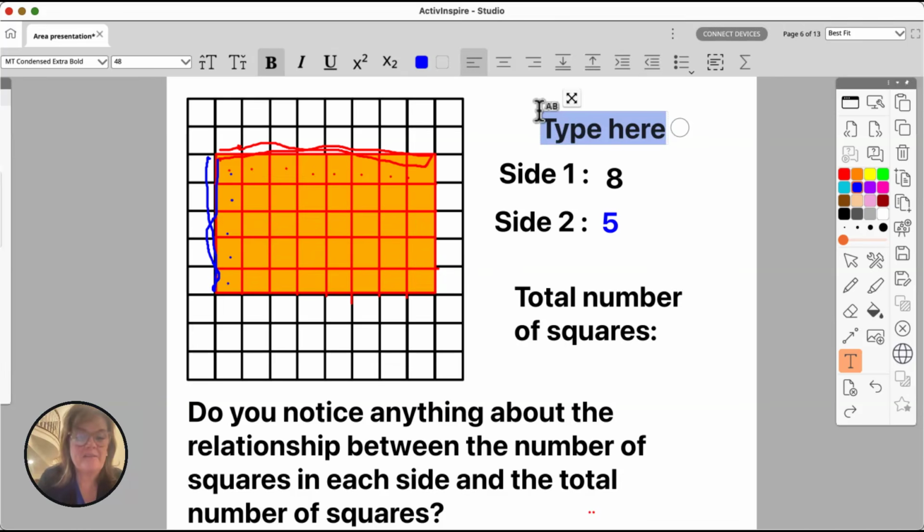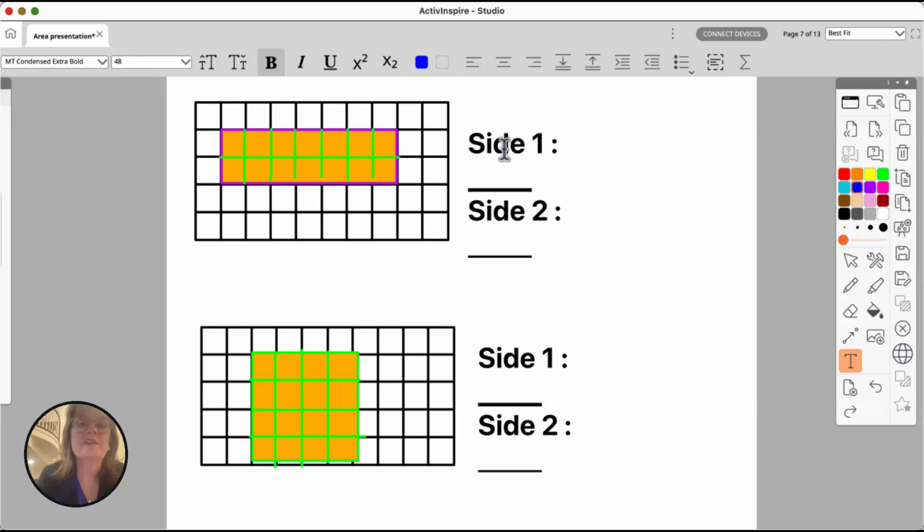So we could say 5 rows of 8 equals 40, right? Okay. Let's look at this one. How much is side 2? We were going to count and put in how much is side 2, side 1 here of our first rectangle. Let's count. 1, 2, 3, 4, 5, 6, 7. So we could say that side 1 is 7.